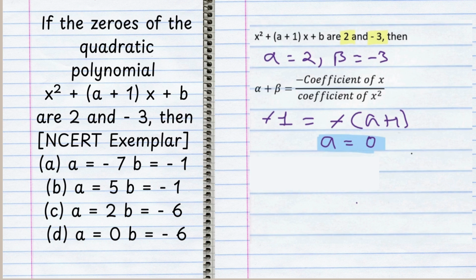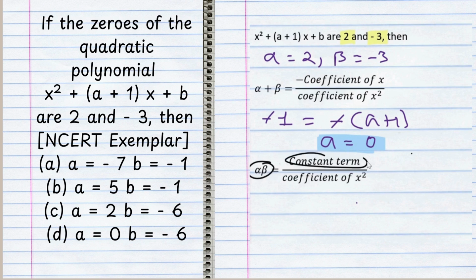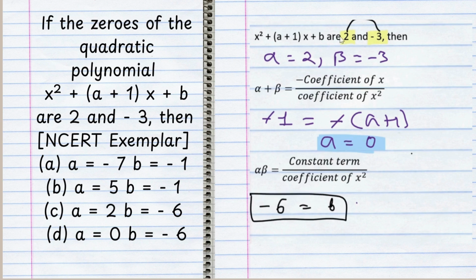Now similarly, we are going to obtain the other value, and this time we have the product of the zeros is equal to the constant term divided by the coefficient of x squared. So what is the product of the zeros? That is 2 multiplied by minus 3, which is minus 6 in this case. The constant term here is b, so we'll be writing b, divided by the coefficient of x squared, which is 1 in this case. So from here b comes out to be minus 6. We had to get the values of a and b, so we'll say that a equals 0 and b equals minus 6 is the required answer.